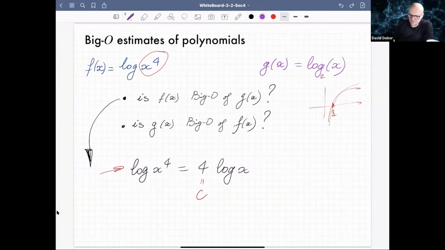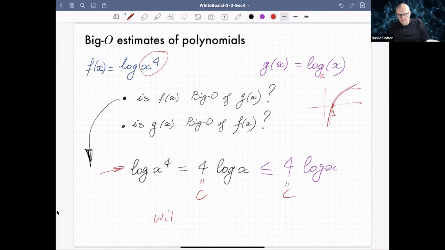So this is true. So this is less than or equal to 4 times log of x. Rewriting this is kind of silly, but this is my c. So 4 is my c. So witnesses. Okay, so why did I talk about the base here? Well, this holds for any x greater than or equal to 1, not the base, but rather this argument here, no matter what the base is of the logarithm, as long as the base itself is bigger than 1.